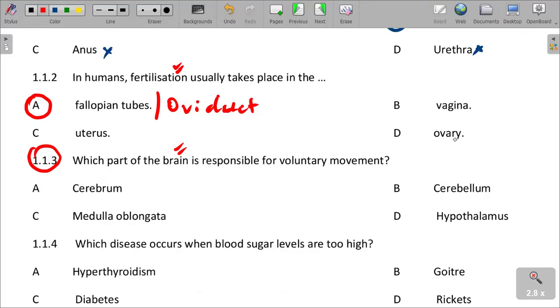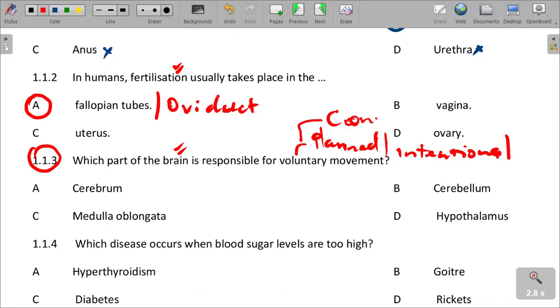The part that is responsible for voluntary movements, voluntary means intentional, or conscious, as to say the person is involved. The person decides what to do. So voluntary movements are controlled by the cerebrum. The cerebrum controls voluntary movements and also the cerebellum. So A or B can do that.